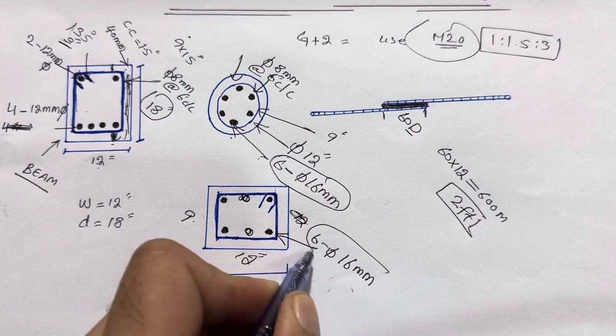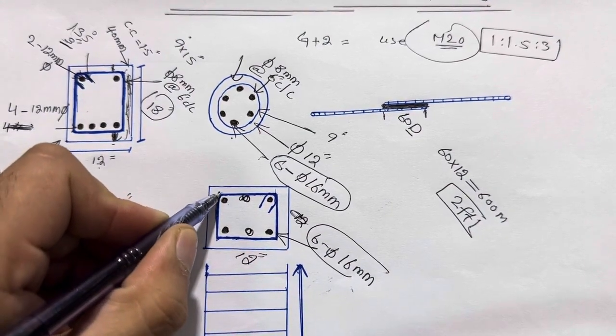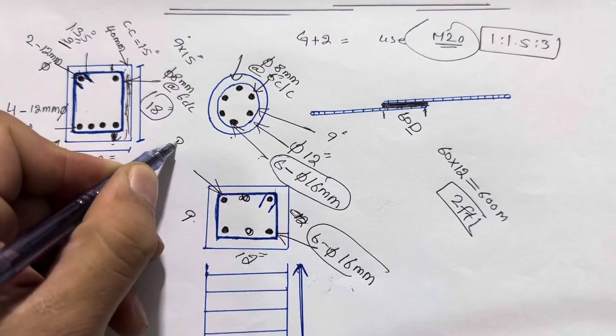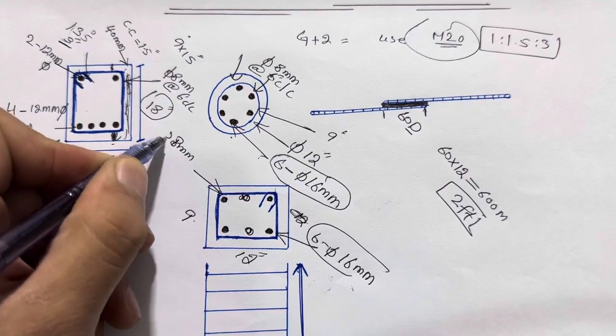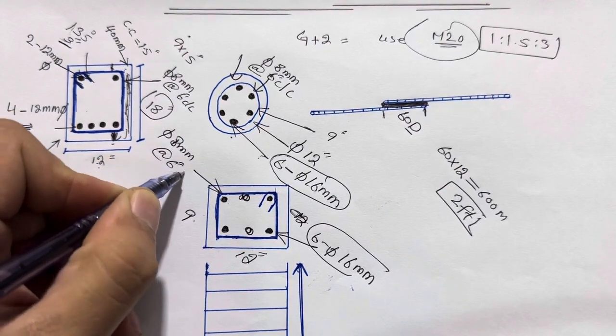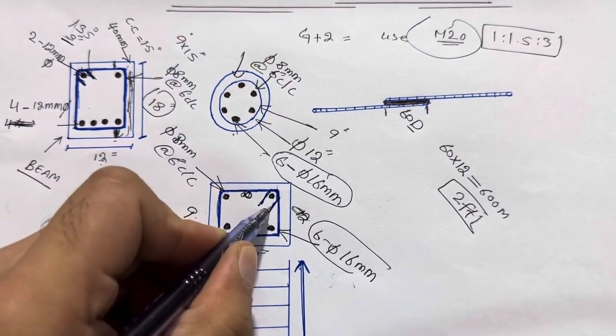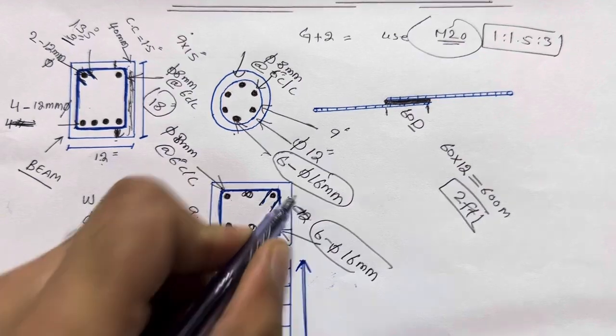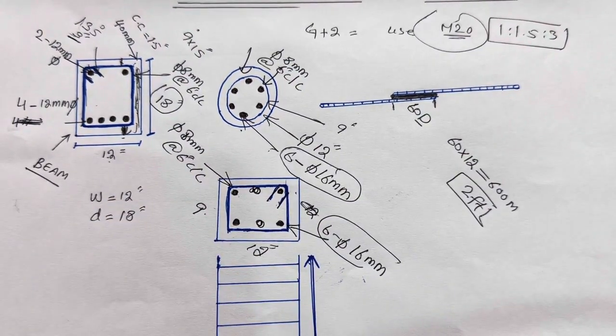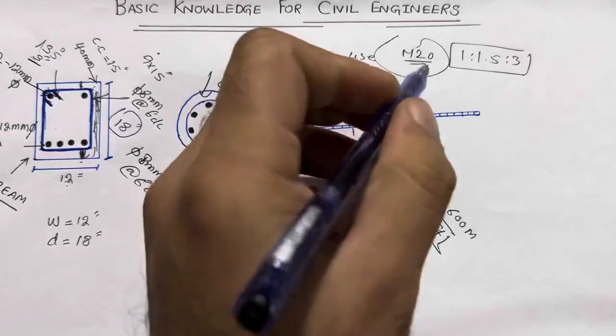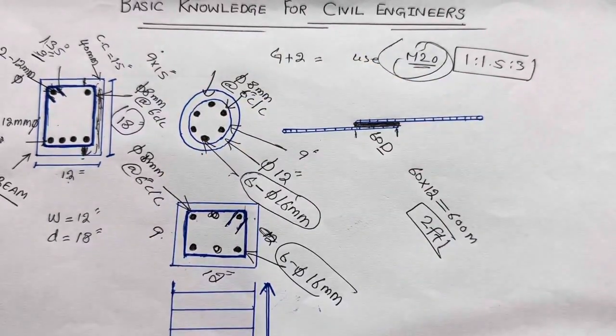This is very important. Inside, guys, the rings dia should be 8 millimeter. It should not be less than this, with a spacing of 6 inches center to center. Next, the hook should be bent at 135 degree with a length of 3 inches. Concrete cover should be 1.5 inches, or you can say 40 millimeter, and use the same grade of concrete, which is M20, ratio 1:1.5:3.